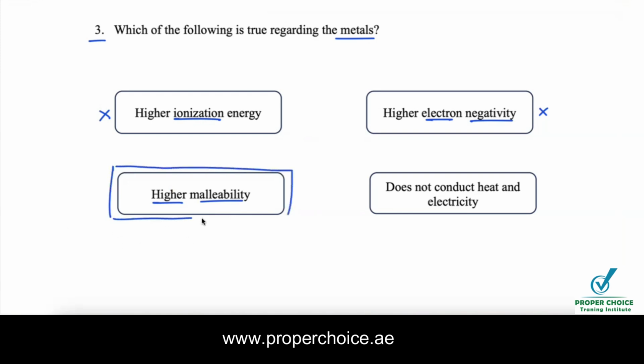Now, what is the fourth option they are saying? Does not conduct heat and electricity. Completely wrong. Metals are known for conductivity, conducting heat and electricity. So here they are saying metal does not conduct, which is a wrong statement. So the third option is the right one relating to this question.